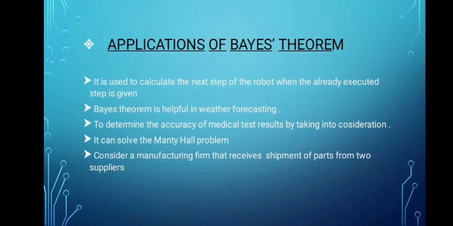We will see the applications of Bayes theorem. First, it is used to calculate the next step of the robot when the already executed step is given. Second, Bayes theorem is helpful in weather forecasting. Third, to determine the accuracy of the medical test result by taking into consideration. Fourth, it can solve the Monty Hall problem. Fifth, considering the manufacturing firm that receives shipment of parts from two suppliers.